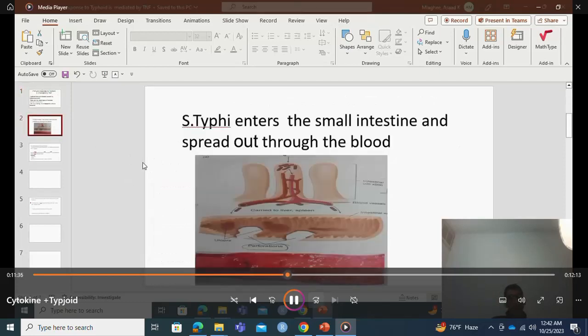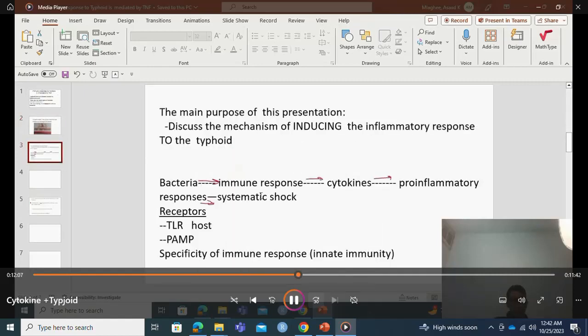Now the events when Salmonella typhi invades the small intestine. Here in the picture, this is the jejunum, the second part of the small intestine. Here you see the lining of the small intestine and the ulcerations that occur after the Salmonella invades it. The main purpose of this presentation is to discuss the mechanism of inducing the inflammatory response to typhoid.